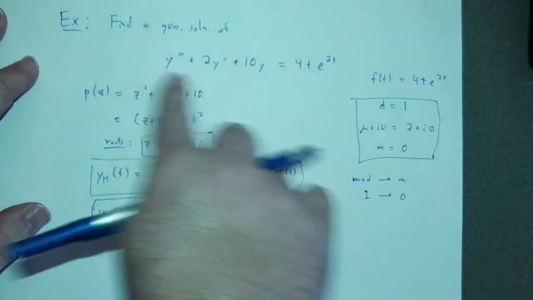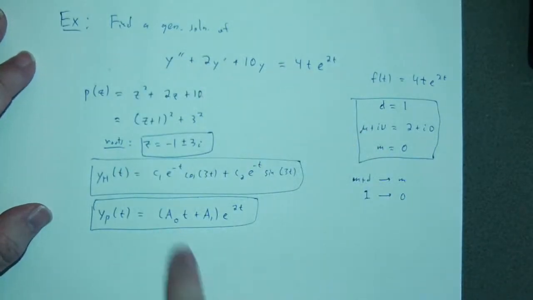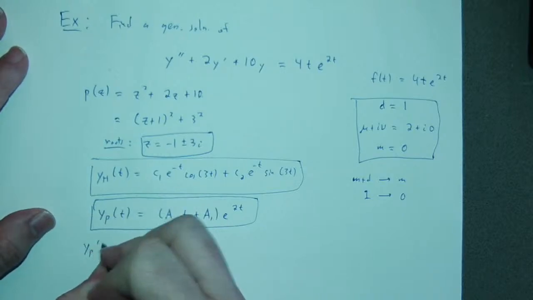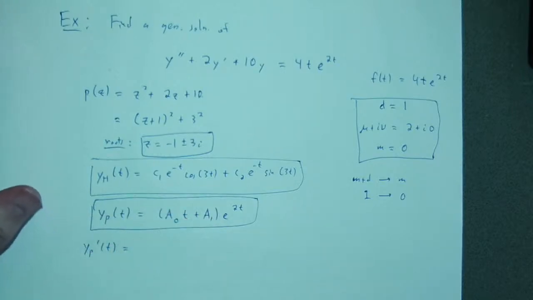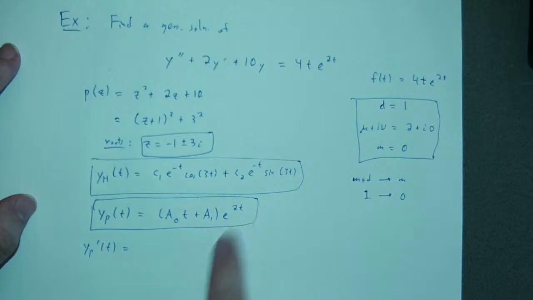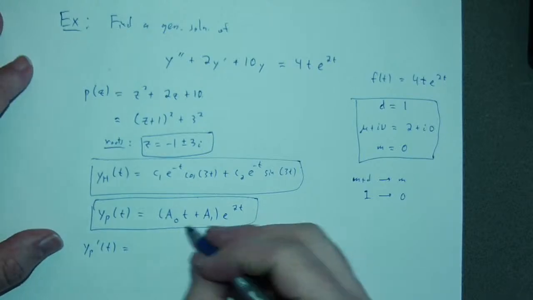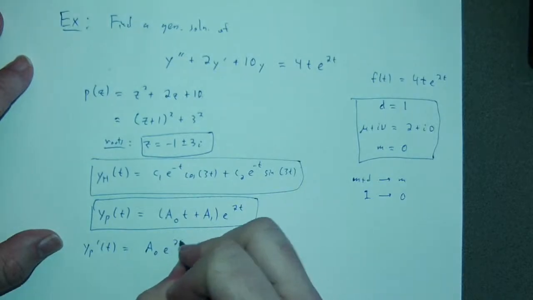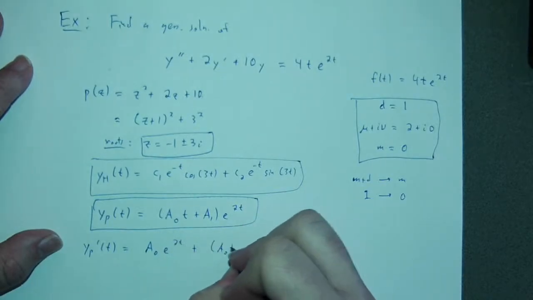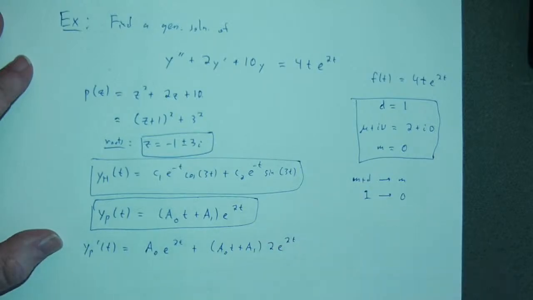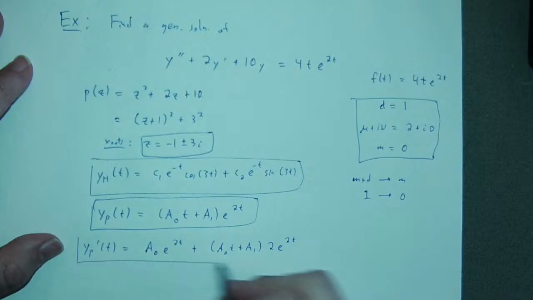I want to take derivatives of this and plug it into this relationship and actually solve for the a0 and a1. So y sub p prime of t is what? Well, let's do this by product rule here. So I have a thing in t times e to the 2t. So the derivative of this thing, of course, is a0 times e to the 2t plus a0 t plus a1 times 2e to the 2t. All right, so this is what I get for my first derivative.